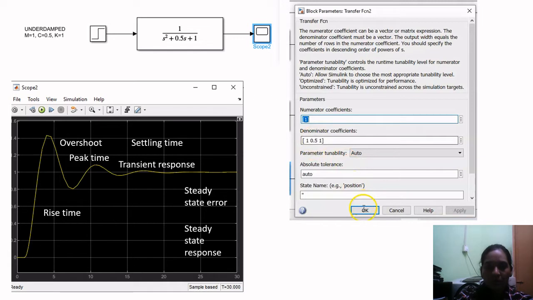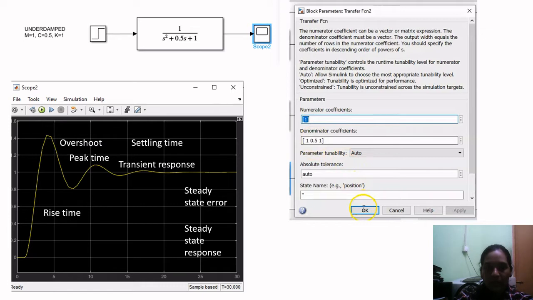First of all, we can see rise time at the starting point of the graph. Rise time means the time required for the waveform to go from 0.1 of the final value to 0.9 of the final value. The second one is peak time. Peak time means the time required to reach the first or maximum peak. The third one is overshoot. The overshoot means the amount that the waveform overshoots the steady state.